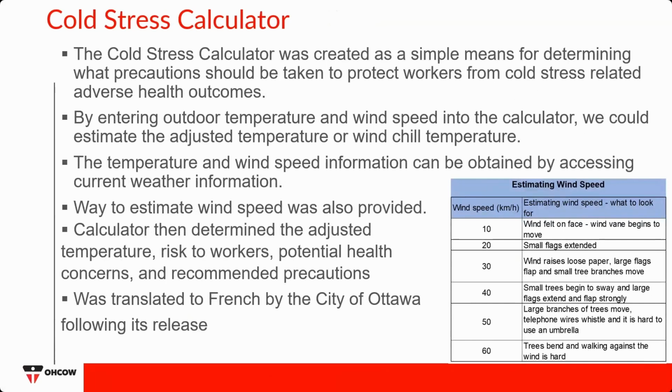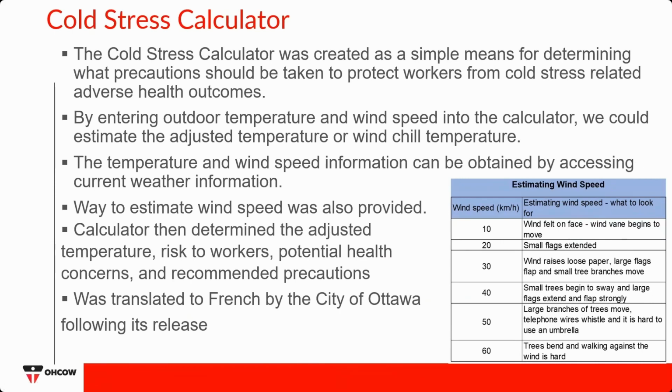It was created as a simple means of determining what precautions should be taken to protect workers from cold-related adverse health outcomes. By entering in the outdoor temperature and wind speed, we could estimate the adjusted temperature or wind chill temperature. The temperature and wind speed information could be obtained by accessing current weather information, and a way to estimate wind speed was also provided. The calculator then determined the adjusted temperature, risk to workers, potential health concerns, and provided recommendations for precautions.